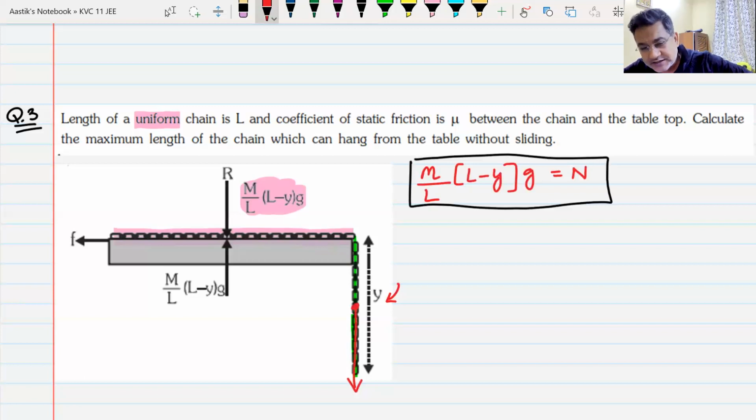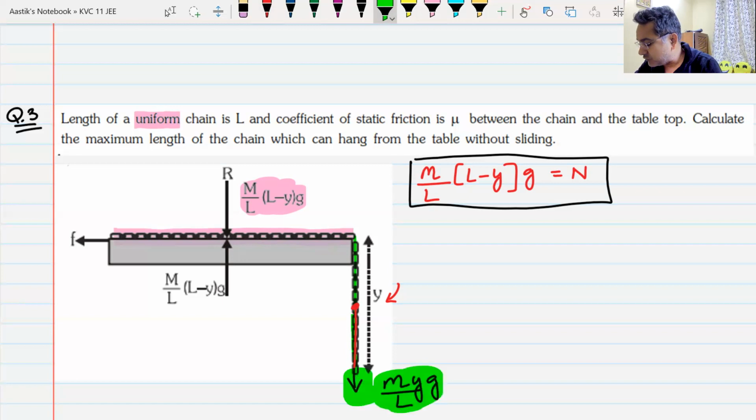The length of this chain which is hanging is y. What is the mass of this part? It will be total mass m divided by total length L, multiplied by y, the length of this portion, multiplied by g. This is the force, the green part, which is trying to pull the chain down.